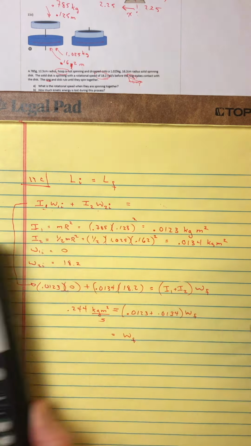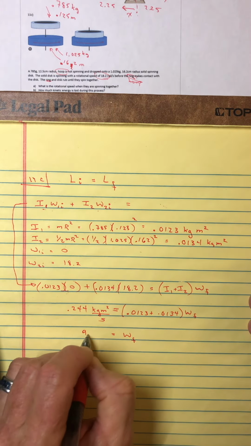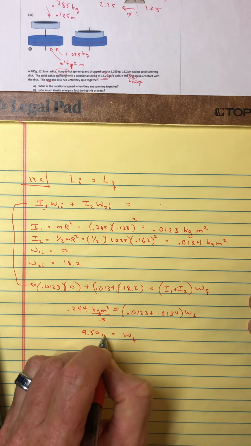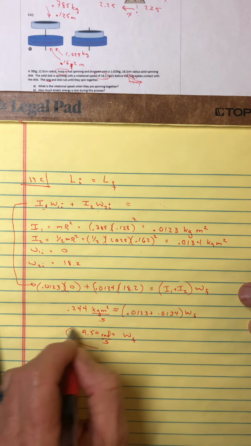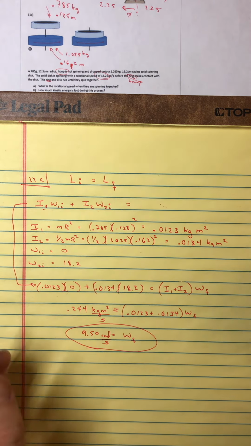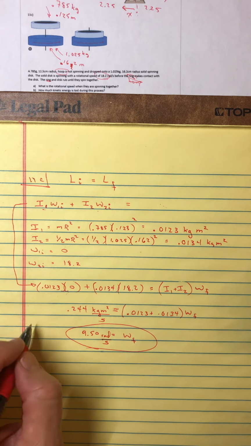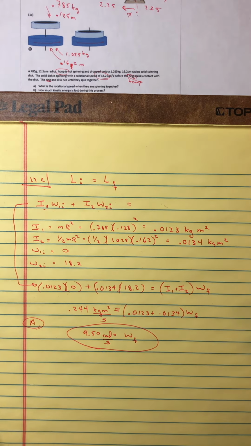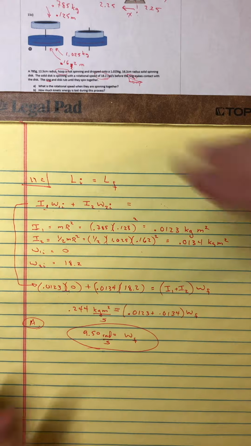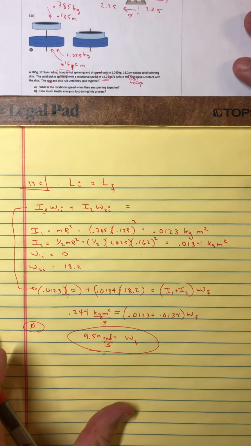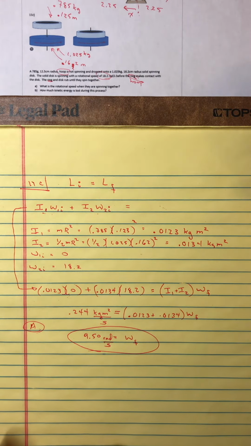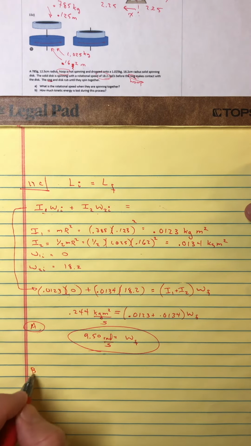And let's see, we can then get the 9.50 radians per second. So there is the answer to capital A. And you can see there was quite a bit of work there, and so not a surprise that this is the hardest one on the exam.